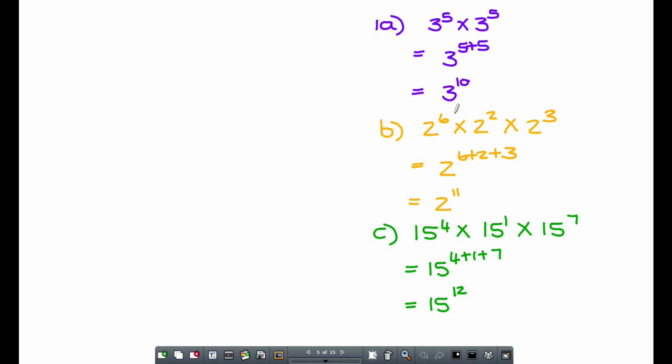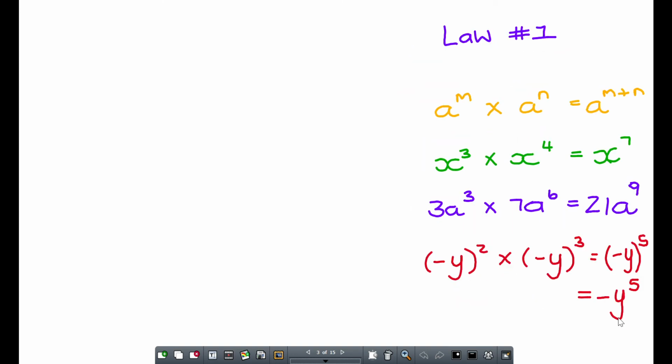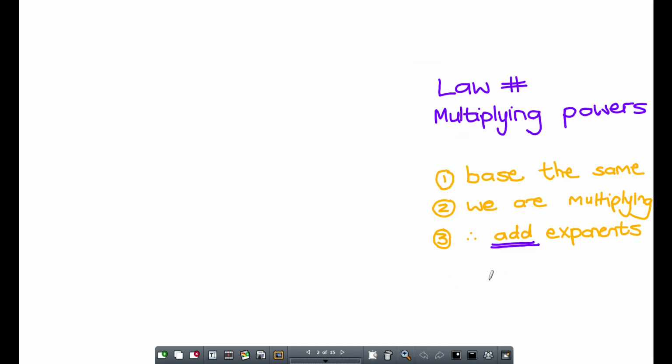Okay. So base stays the same. So maybe, just so you guys know exactly what's going on, go back to what you wrote down yesterday. Over here, we said base must be the same, and we're multiplying. What do we do then? We add exponents. So all we do now is we add to that. Note: base stays the same. Not exponents, sorry, base.